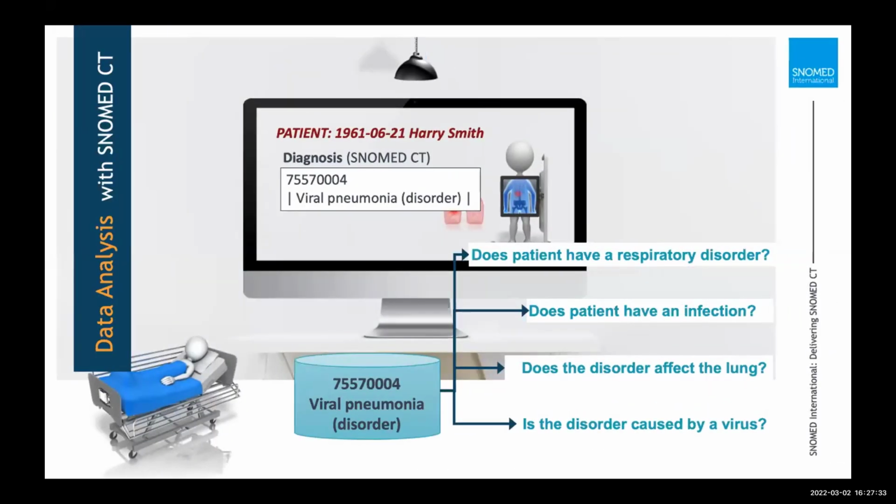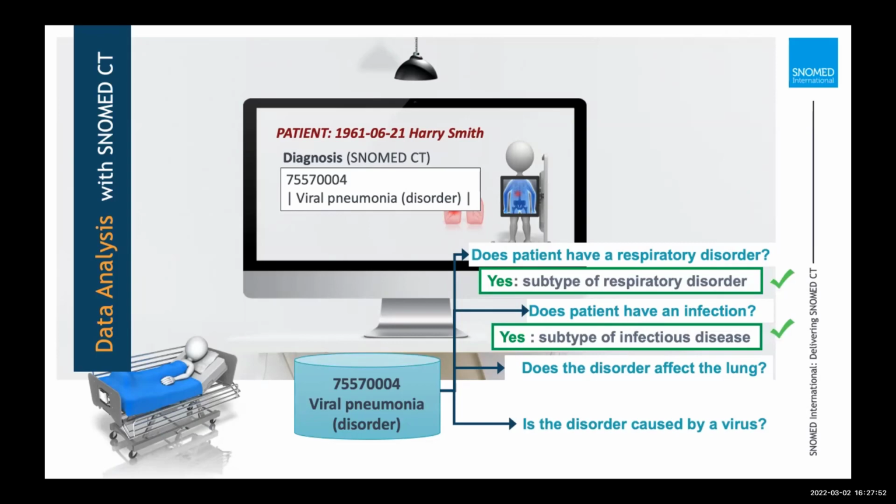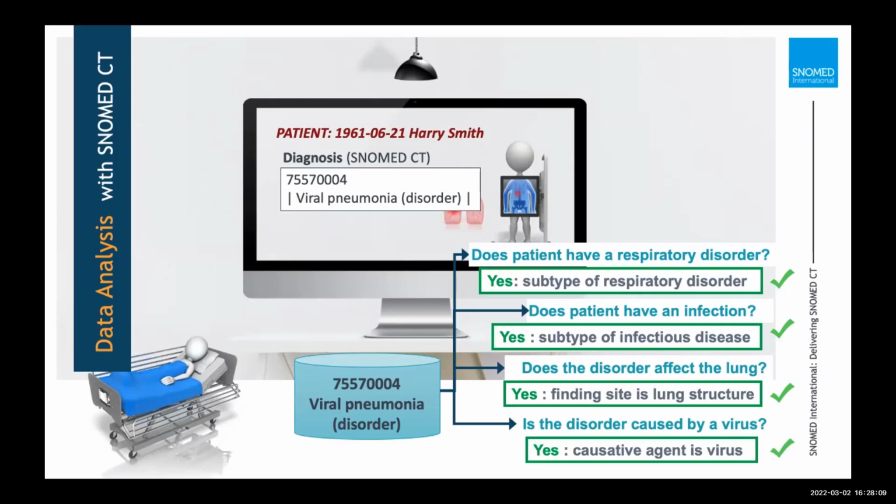So now let's consider the same set of questions, but this time we'll use the SNOMED CT concept for viral pneumonia. So firstly, does the patient have a respiratory disorder? Yes, because viral pneumonia is a subtype of respiratory disease. Does the patient have an infection? The answer is yes, because viral pneumonia is also a subtype of infectious disease. Does the disorder affect the lung? Yes, in SNOMED CT, viral pneumonia is defined with a finding site of lung structures. And is the disorder caused by a virus? The answer is yes, because in SNOMED CT, viral pneumonia is modeled with a causative agent of virus.